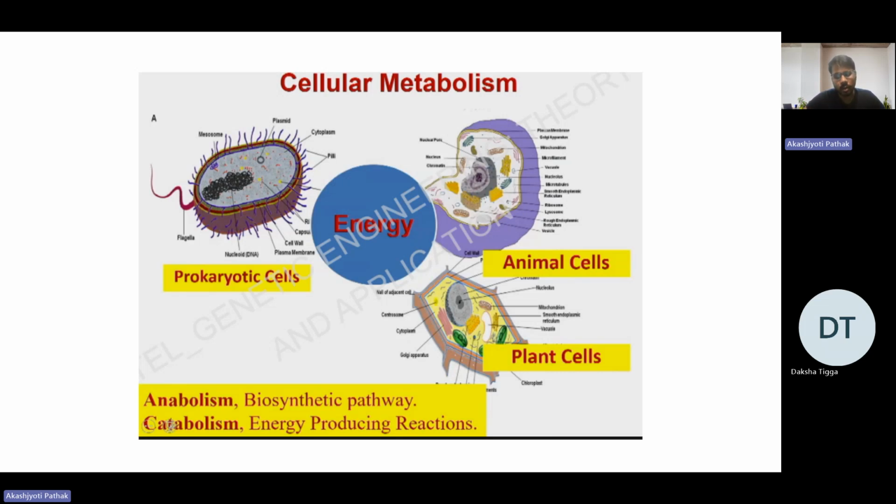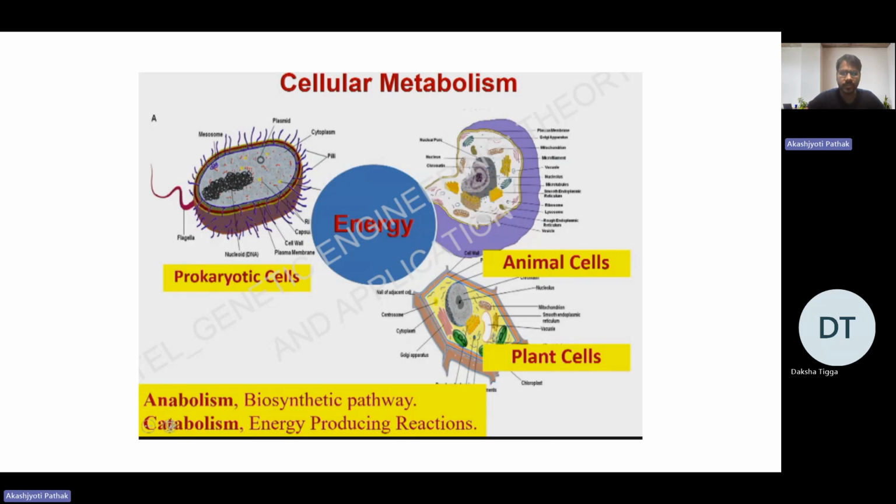So how does the cell produce energy? We are eating food, right? The food is getting broken down into glucose and amino acids, and your fats are getting broken down into glycerol and lipids. All these are ultimately getting converted into glucose. Now when this glucose enters the cell, it is broken down and energy is produced. The pathway by which the glucose is broken down to generate energy comes under cellular metabolism.